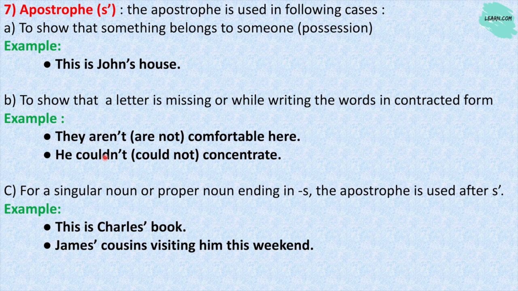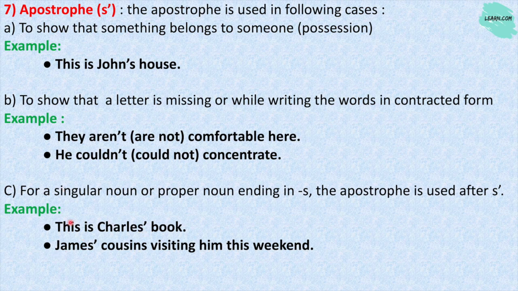The next case is for a singular noun or proper noun ending in s: the apostrophe is used after the s. Now this is a very confusing case. You shouldn't get confused here. See, this is Charles' book. Now this is John's house and this is Charles' book. Both are proper nouns, but here we have used the apostrophe before the s and here we have used the apostrophe after the s. So why is this?